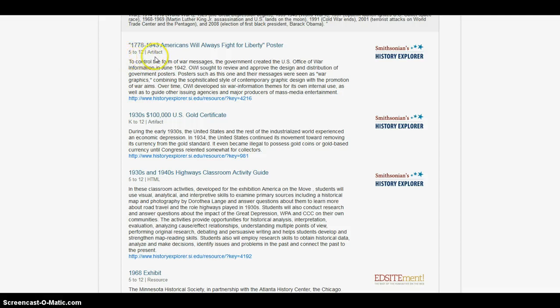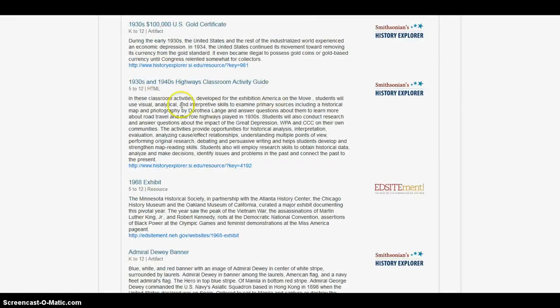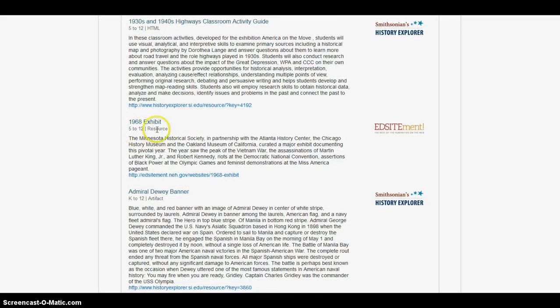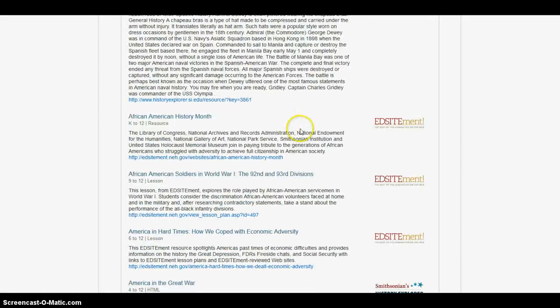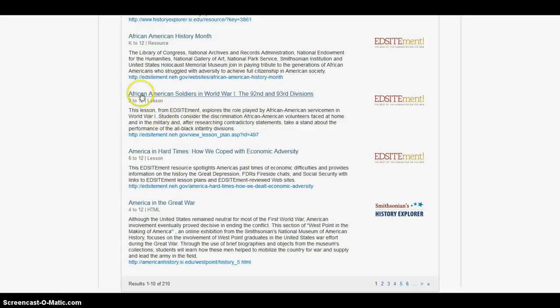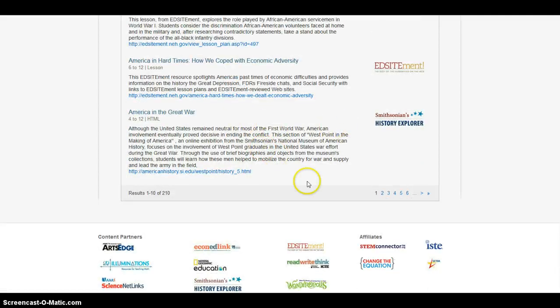grades 5 to 12. This is labeled as an artifact. You can see up here it's a poster, another artifact. Here's a HTML source. This one just says resource. You might want to look through and see if there's any lesson plans that look interesting. The first one that comes up here, here's another one, America in Hard Times. And then of course you can continue searching through until you find something that catches your attention.